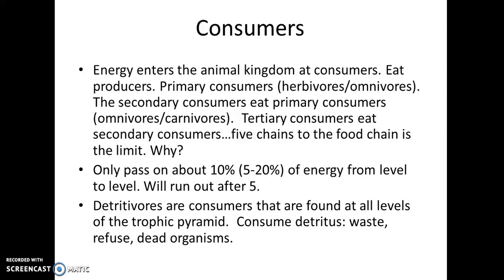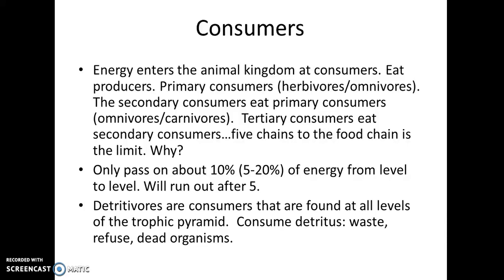The energy enters the animal kingdom at consumers. First, the primary consumers, which are either herbivores or omnivores. The primary consumers will eat the producers. The secondary consumers eat the primary consumers and are omnivores or carnivores. Tertiary consumers eat the secondary consumers.